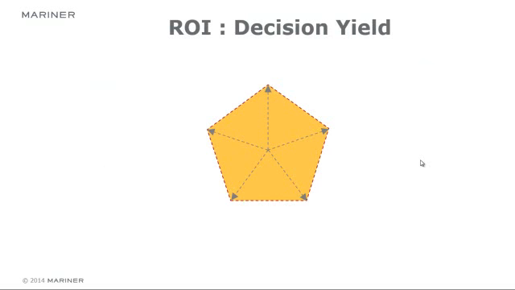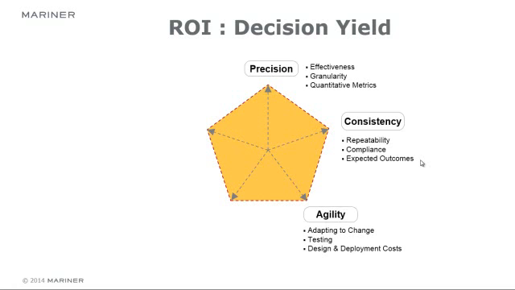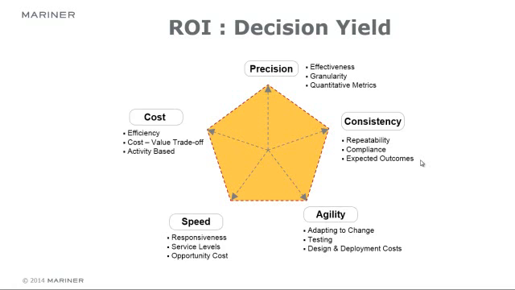The Fair Isaac company came up with a concept to measure decision making ROI. They called it decision yield. Essentially what decision yield does is it gives you 5 buckets within which to compare your decision making from what it is today and what it becomes after you get a decision management solution. And these 5 categories are precision of decision, consistency, agility, speed, and the cost of decision making. So you can do a quick before after.